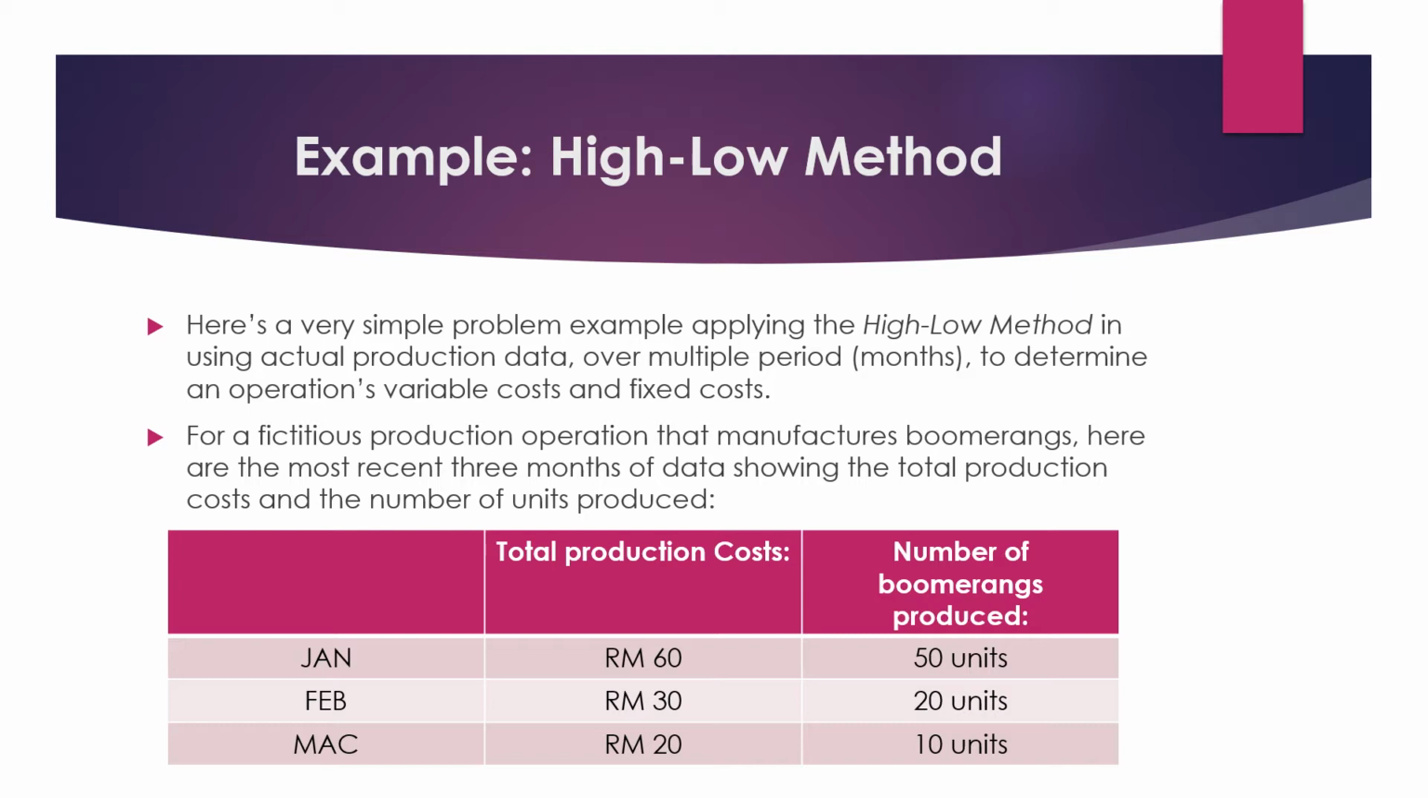So here is the month: January, February and March, and the total production cost: 60 ringgit, 30 ringgit and 20 ringgit for March, and number of boomerangs produced: 50 units, 20 units and 10 units.